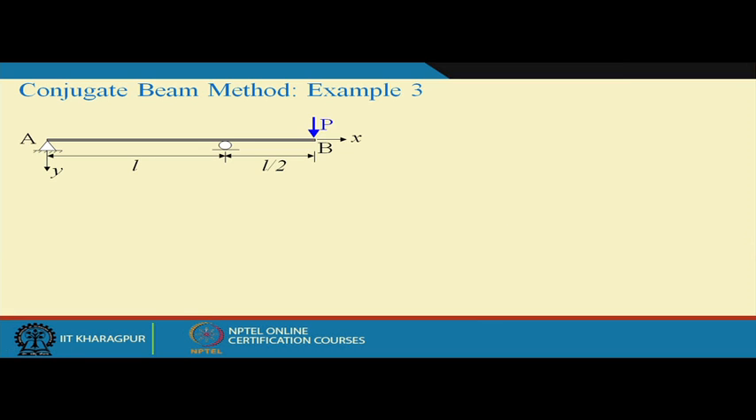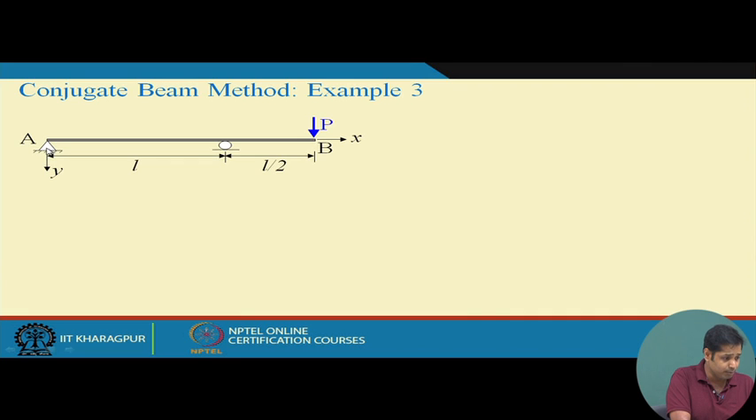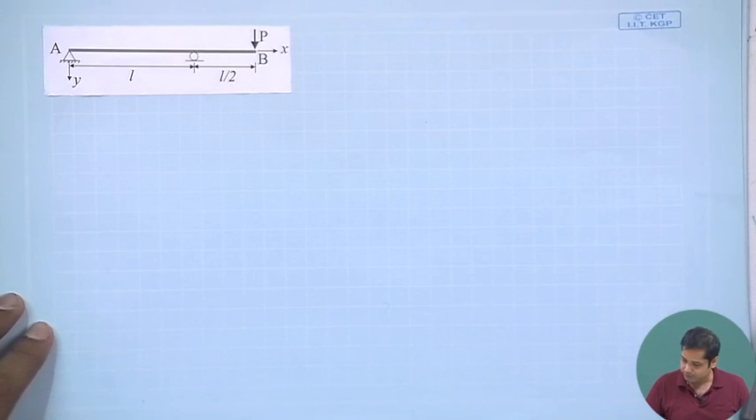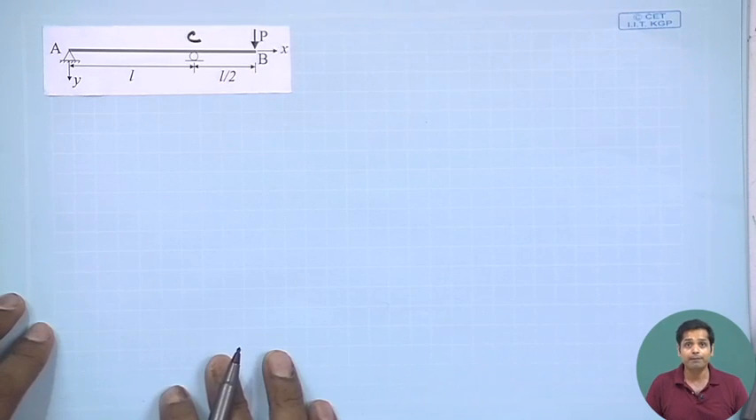Now the second example is this. It is a simply supported beam, but with an overhang of length L by 2, and then we have a concentrated load at the tip of the overhang. What we need to do is determine the deflection and slope at point B. So this is the problem. Say this point is C.